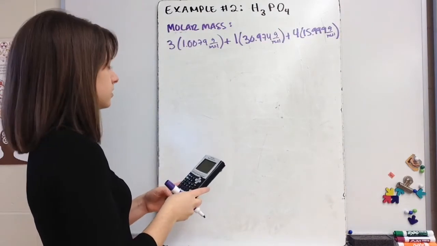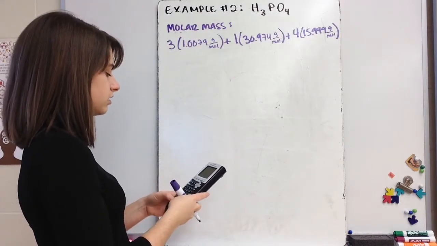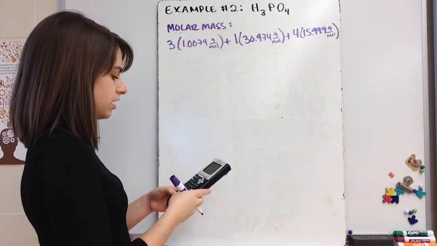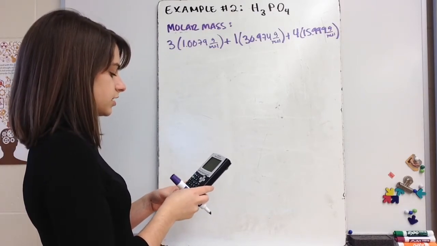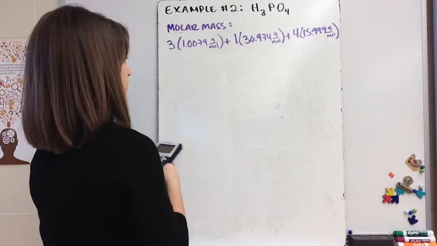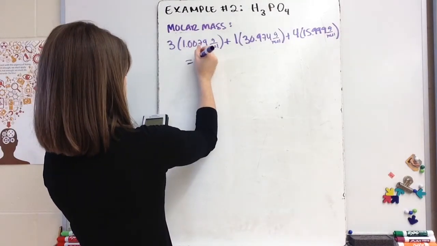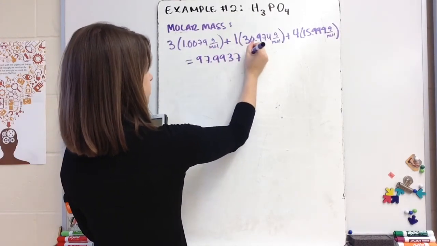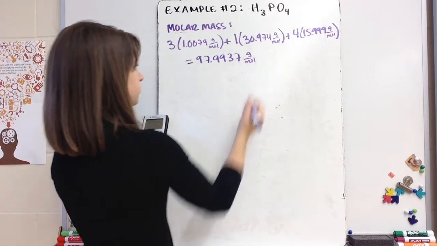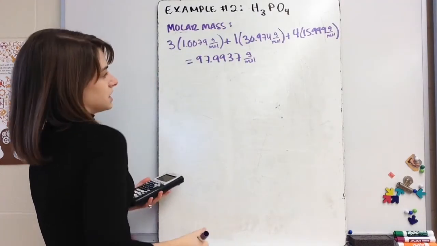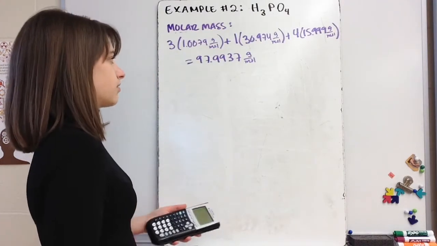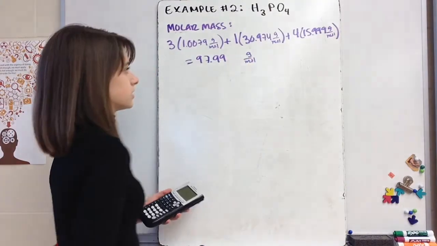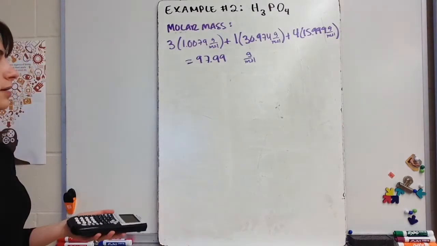Okay, so 3 times 1.0079 plus 1 times 30.974 plus 4 times 15.999 gets me a molar mass of 97.9937 grams per mole. So essentially 98 grams. So 97.99. I'm going to go ahead and round those last 2 numbers off just to make it easier. So 97.99 grams per mole.